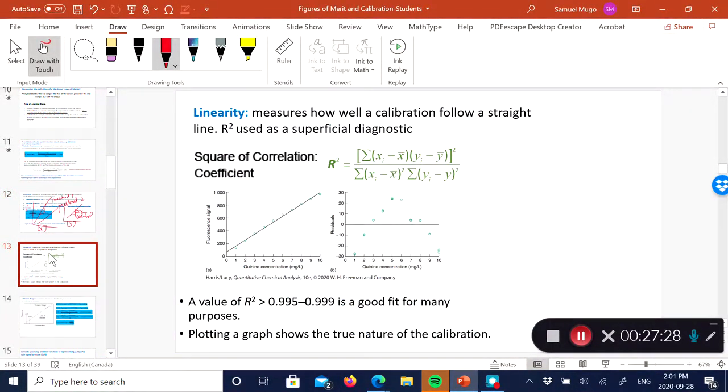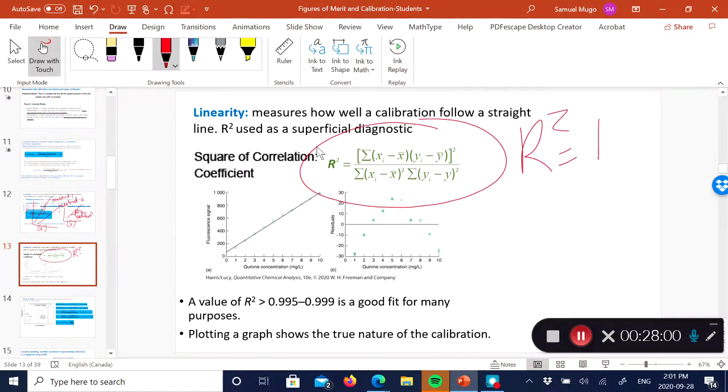Now, the other figure of merit is linearity. And linearity just measures how your signal relates, or linearly changes, to the concentration. Now, linearity is quantified very superficially using the so-called regression coefficient, or the square of the correlation coefficient, which is determined as such. Ideally, R squared should be equal to 1. And so we are hoping for a situation where the R squared is very, very close to 1.